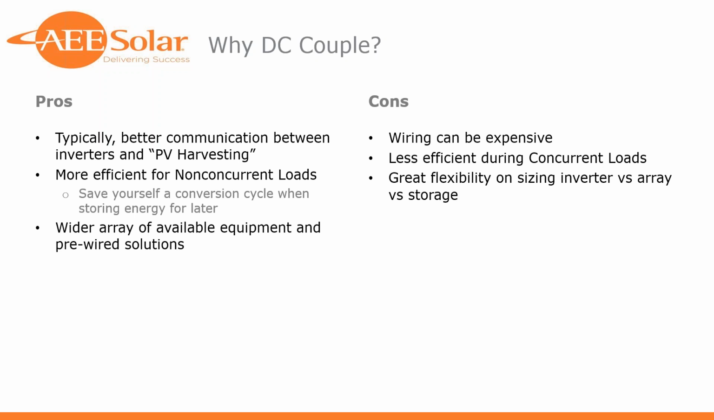What are the cons of DC coupling? Well, I think first and foremost, the wiring can be very expensive. If you're dealing with large systems or with systems where the equipment is not co-located, so if you've got an array that's out in the sun at the top of the hill and all of your power equipment needs to be at the bottom of the hill near the loads, wiring is going to cost a ton.